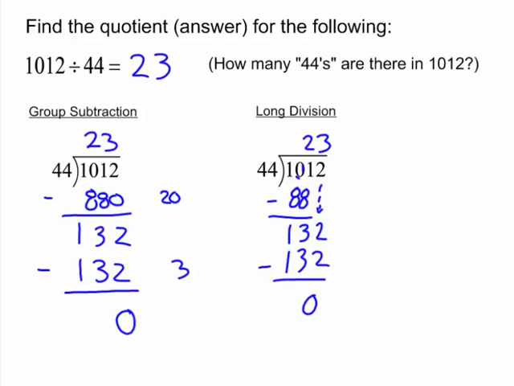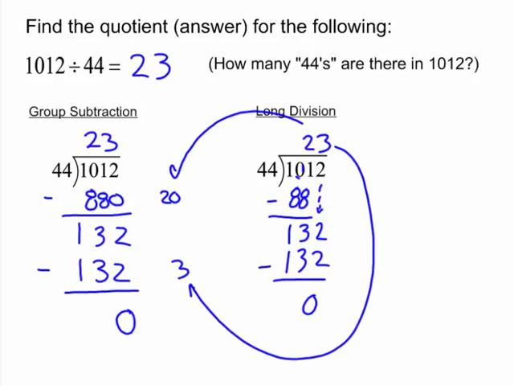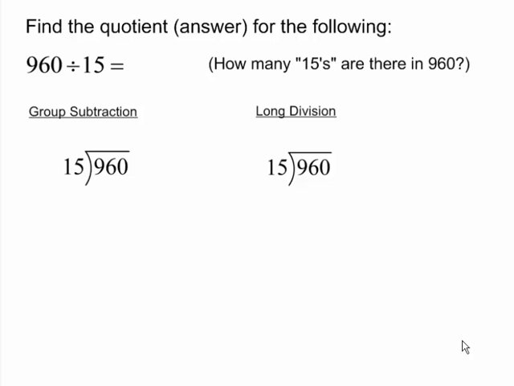Take a moment and look at where things are showing up here. This 2 is really this 20, and this 3 is this 3 right here. So either method will work. I would suspect you should really get the group subtraction method under control before you delve into the long division. So let's look at how many 15s there are in 960.